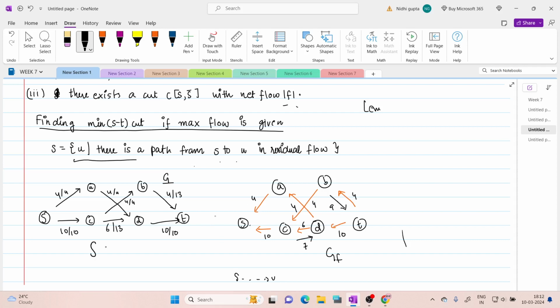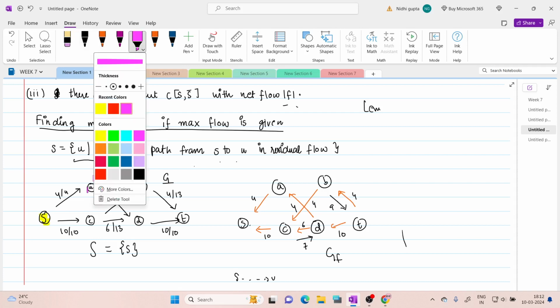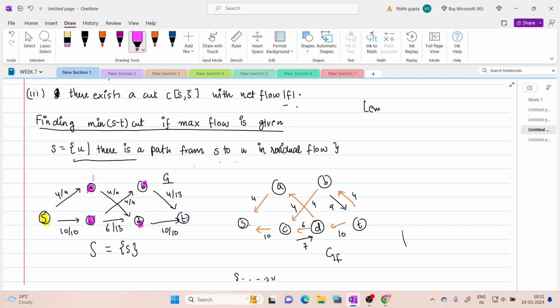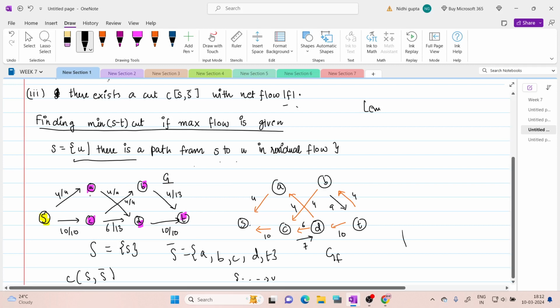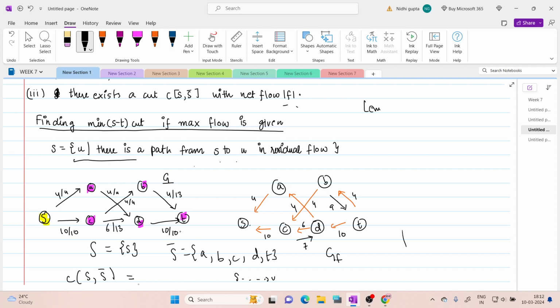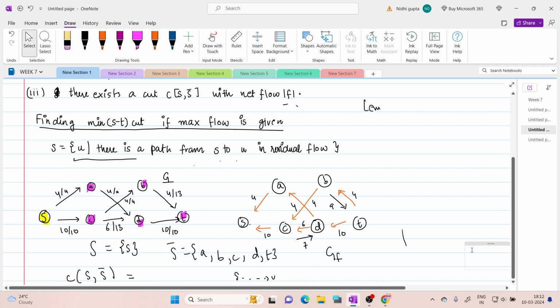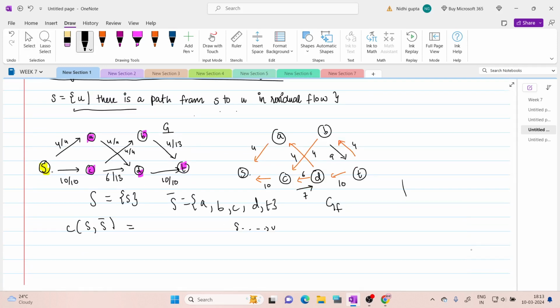So in this case, our S is just S. If we take our minimum cut to be S, with S bar to be A, B, C, D, T, what is the capacity of this cut? 14. Because we have to look at all the edges which are going from S to S bar. There are just two edges, which is C_SA plus C_SC, which is equal to 10 plus 4, 14.